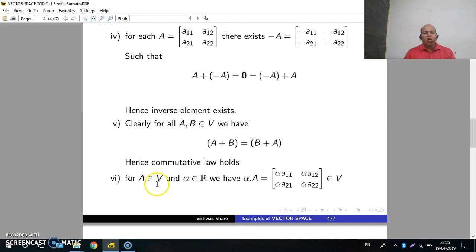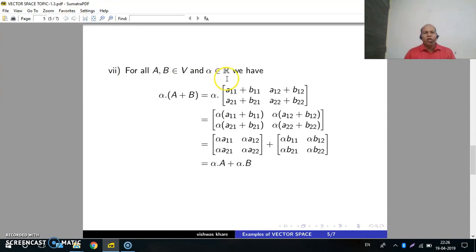Sixth, for all A belonging to V and alpha belonging to R, we have alpha dot A equal to alpha A11, alpha A12, alpha A21, alpha A22, which is again a 2 by 2 real matrix, so it belongs to V.